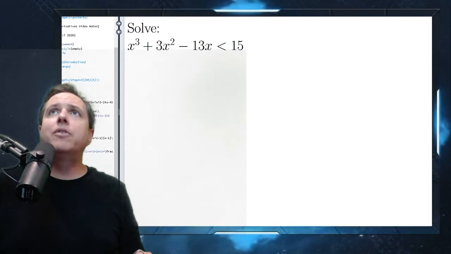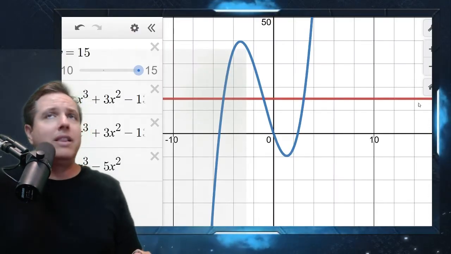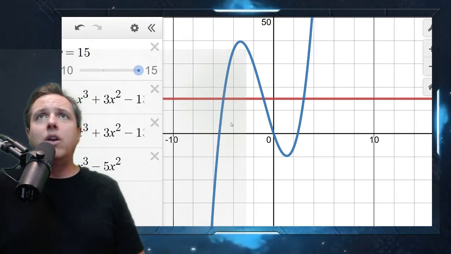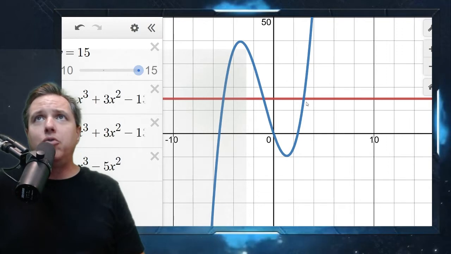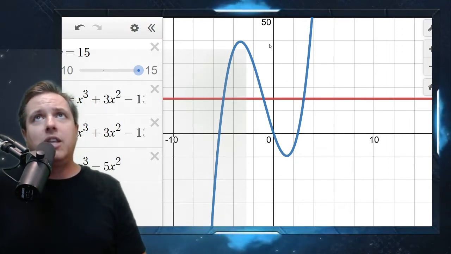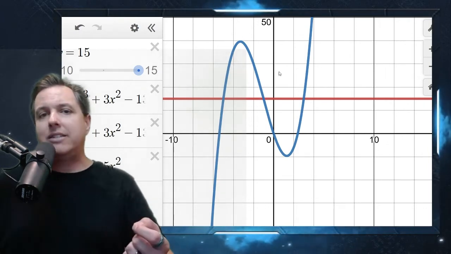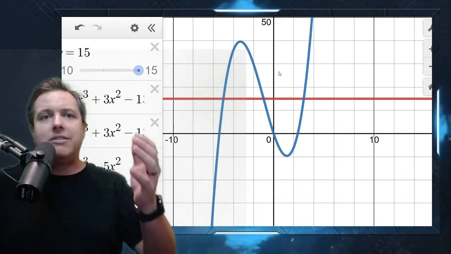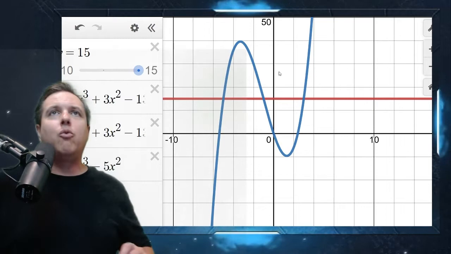Okay, so from a graphical standpoint, this is what we're looking at, right? This red line is at a height of 15. That's y equals 15. And this blue curve is the other thing, the x cubed plus 3x squared minus 13. And we want to know, what are the x values that give us the blue curve below the red line? And what are the intervals that give us the blue curve above the red line, right? That's really what we're asking about when we ask about inequalities. For what x values is this polynomial less than this other one?